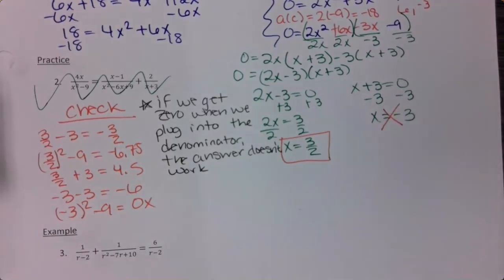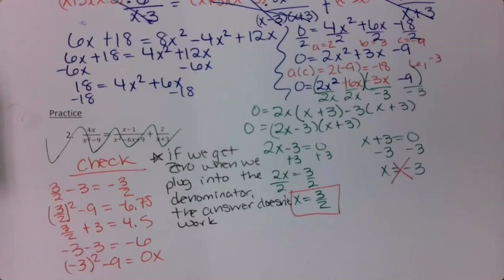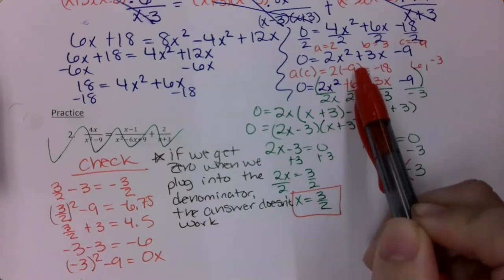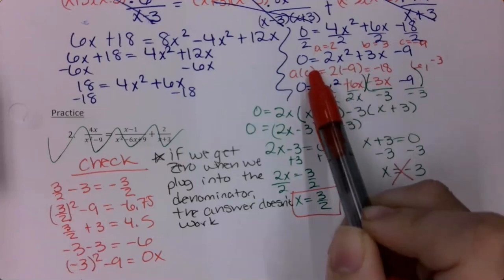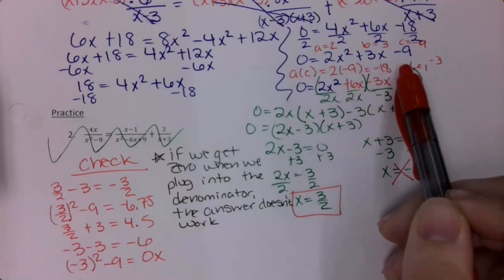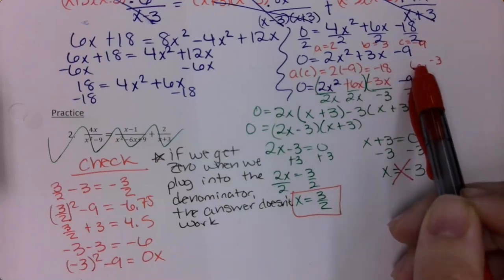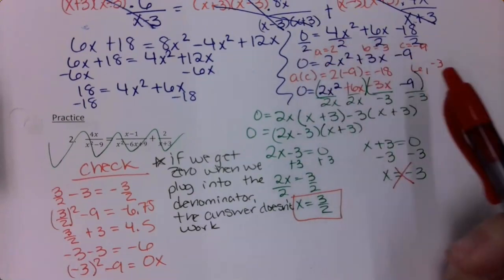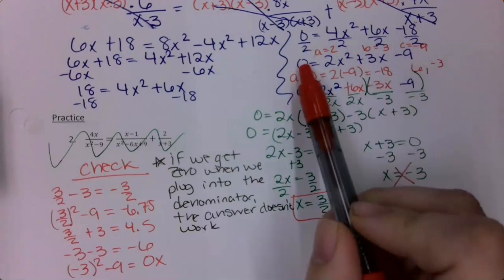Questions on number 1? Was it when I factored? Did you understand how I got to the part in blue, the 0 equals 2x squared plus 3x minus 9? Yeah, so I divided by 2s just to make them smaller numbers easier to work with. So then I got this part in blue.